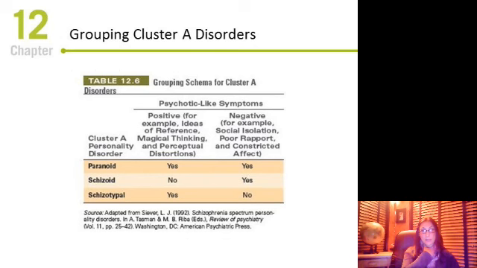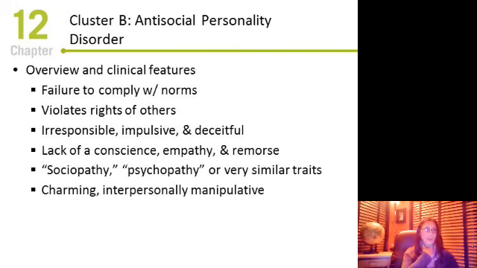Here, once again, I put in the cluster A personality disorders, so paranoid, schizoid, and schizotypal. These are things I would cut out and put in my notebook or keep in a file because they're very helpful references. Or you could buy a DSM-5.